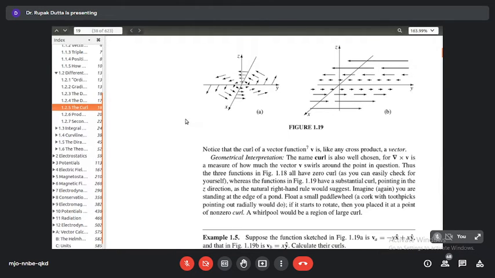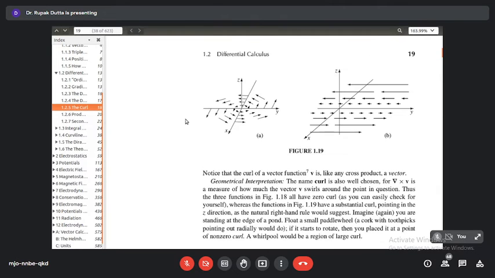Sir, it is quite similar to torque. Yes, it is very similar to that. That's true. So curl always means how much a vector actually rotates around or curls around a certain point. In this case, it actually rotates around this particular point here, right? And here also it rotates around this particular point.